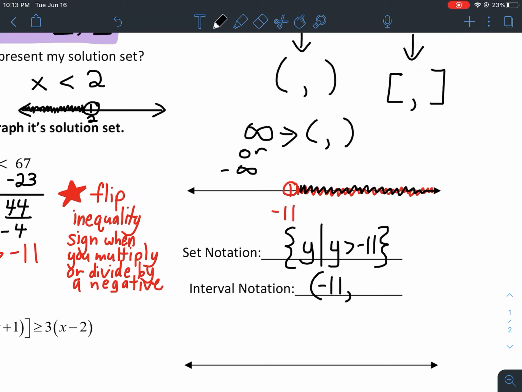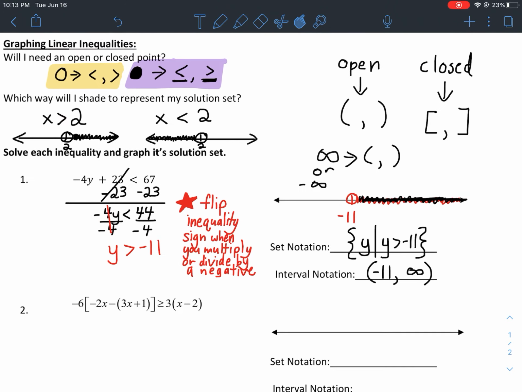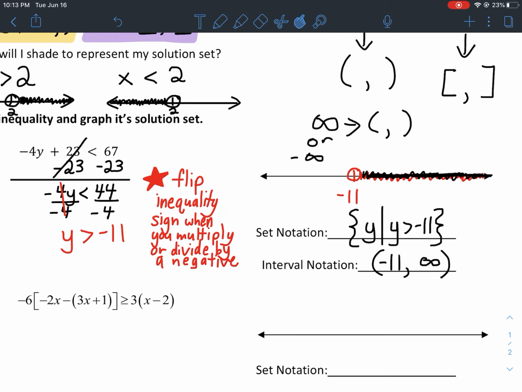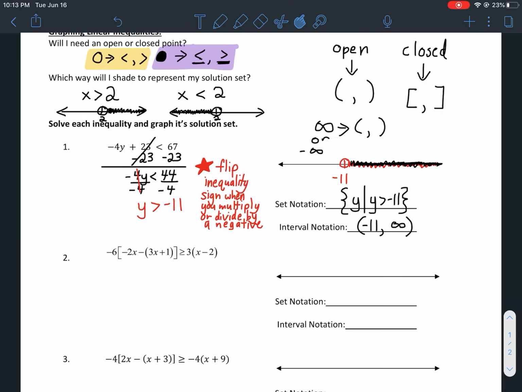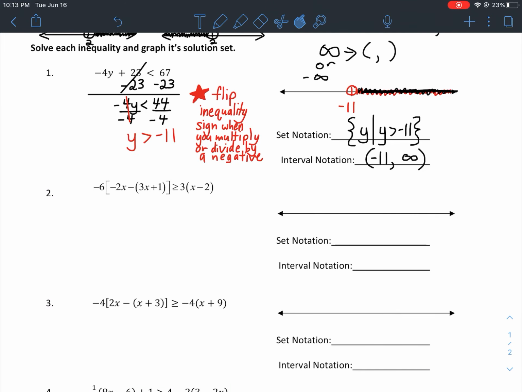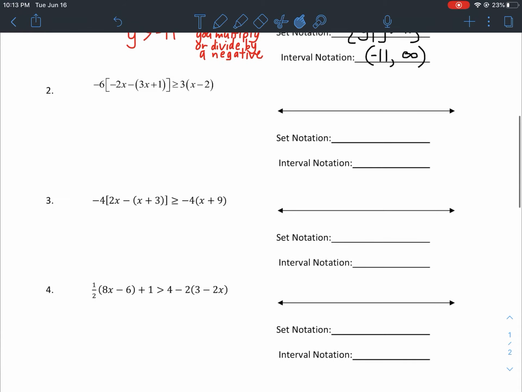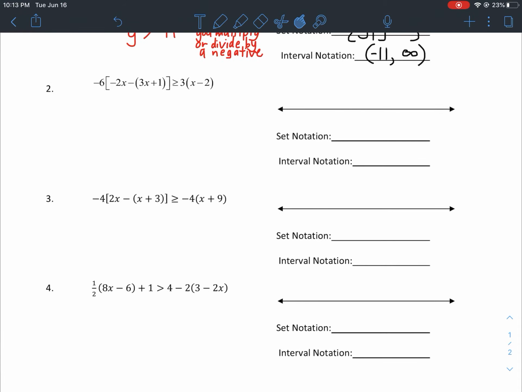We go from -11 as an open circle, and we're going right forever. If you're going right forever, you're going towards positive infinity. And this is the symbol, like a sideways 8. That's the infinity symbol, and you always use parentheses with infinity. So that is your interval notation right there. If that is tricky or it seems kind of confusing at first, that's definitely something that takes a little bit of time getting used to. So don't be worried if it seems a little confusing at first.